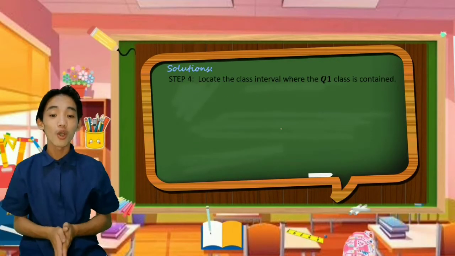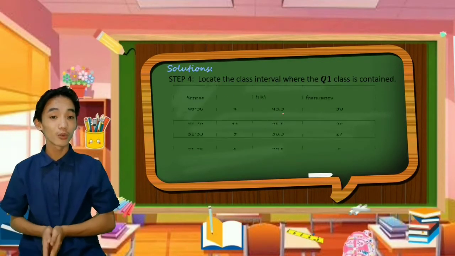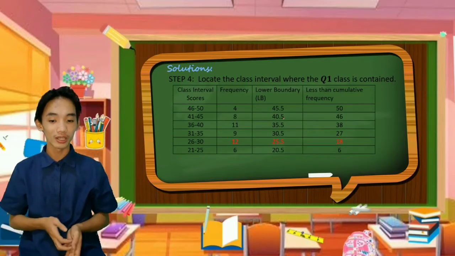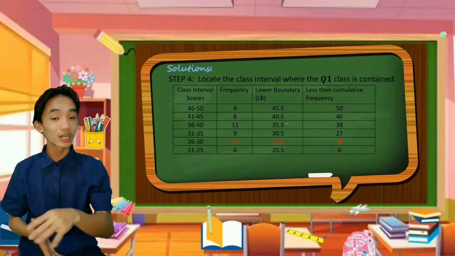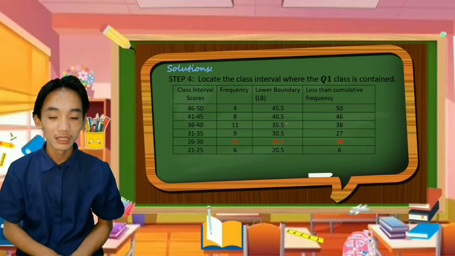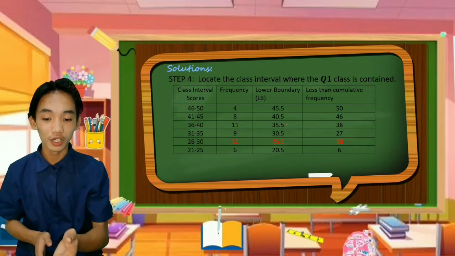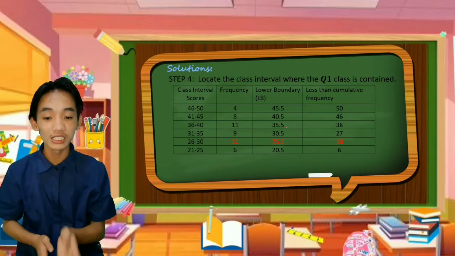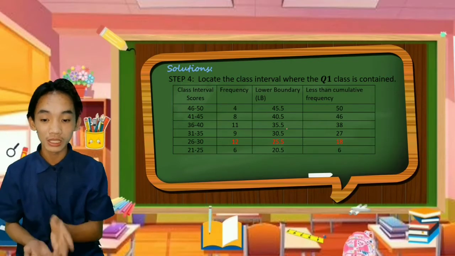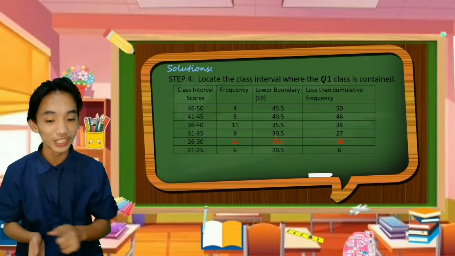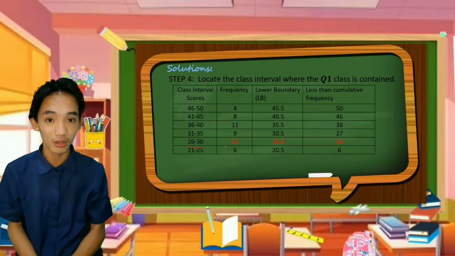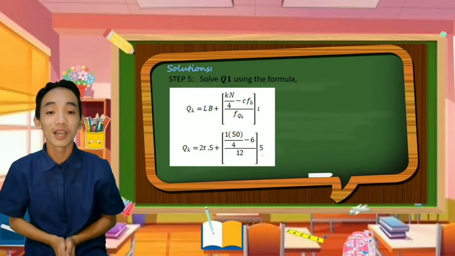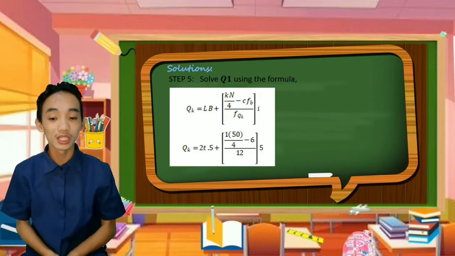Step 4. We are going to locate the class interval where the Q1 class is contained. In the frequency, we are going to see that it is in the class interval score of 26 to 30, wherein 12, 25.5, and 18 belong. Step 5. Solve Q1 using the formula.